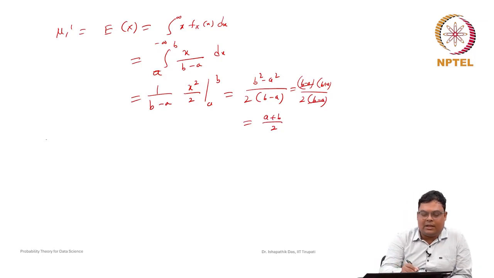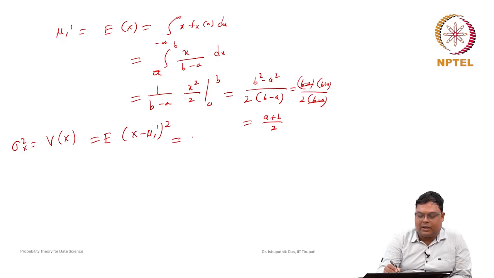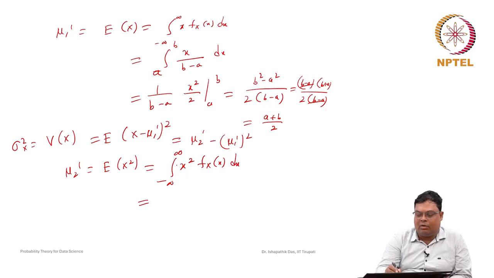Now, if you want to find the variance, we know that sigma square x for a continuous random variable is the expected value of x minus mu whole square. We use the simplified formula mu 2 dash minus mu 1 dash whole square. So now we have to find out mu 2 dash, which is nothing but the expected value of x square. By formula it is the integral from minus infinity to plus infinity of x square f(x) dx. Again, since it is non-zero only from a to b, this is the integral from a to b of x square times 1 by b minus a dx.